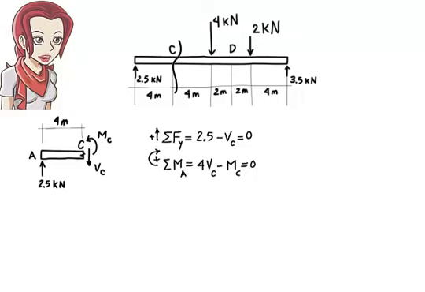From the first equation we get VC equals 2.5. From the second equation we get MC equals 10. Here are the results shown on the beam.